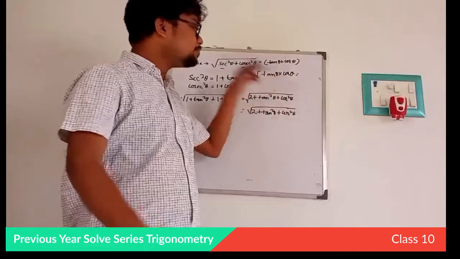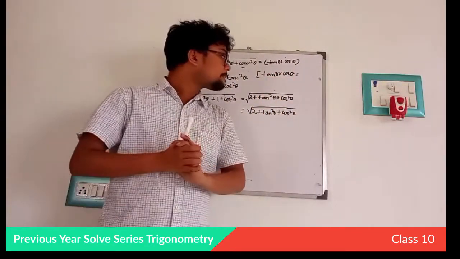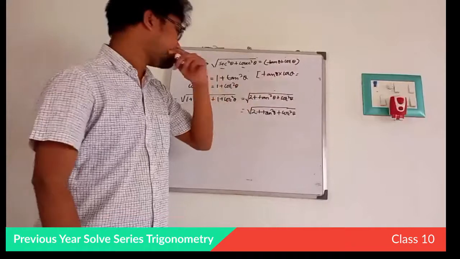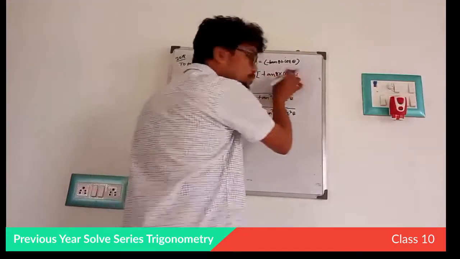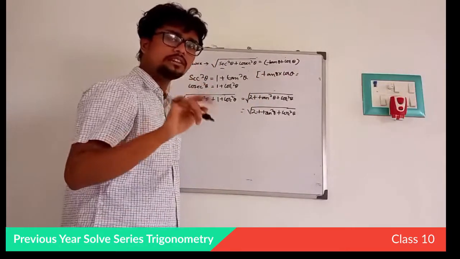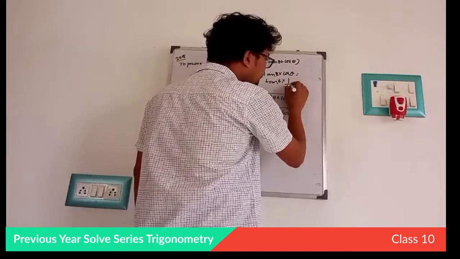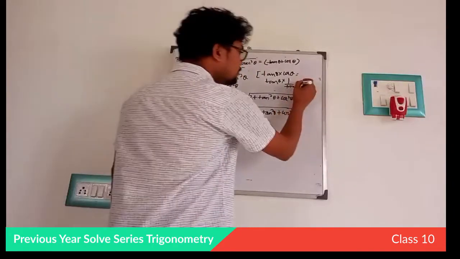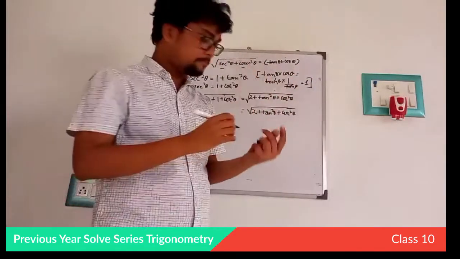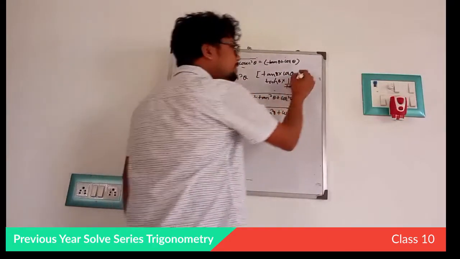Pause the video and try to solve this part only. Tan theta into cot theta. I will give 5 seconds. Okay, now I am doing this. Tan theta into cot theta. What is the relation between tan theta and cot theta? Tan theta equal to 1 by cot theta, or cot theta equal to 1 by tan theta. So I put the value of cot theta as 1 by tan theta. So that become 1. Tan theta into cot theta value is 1.